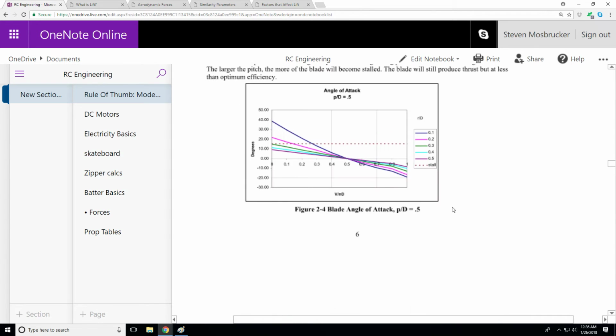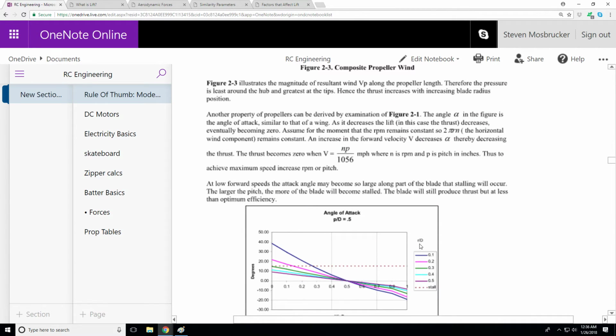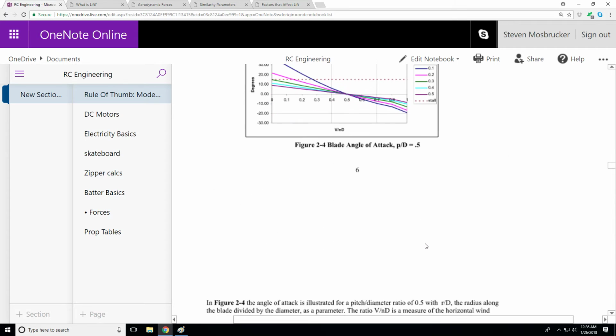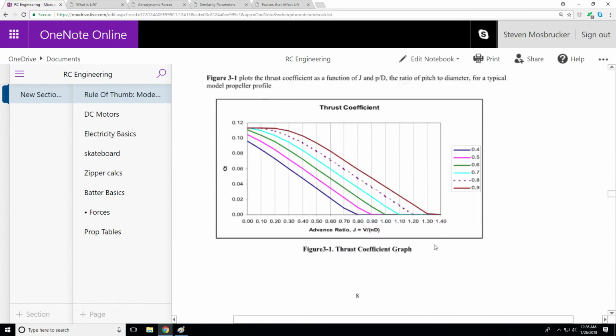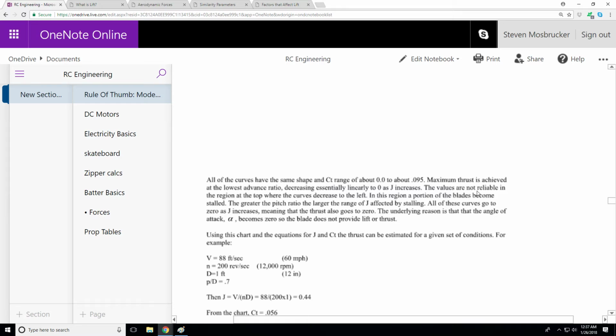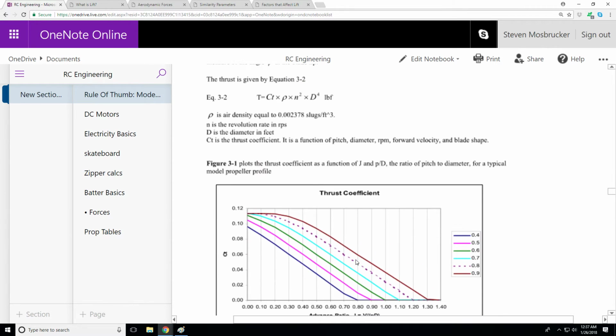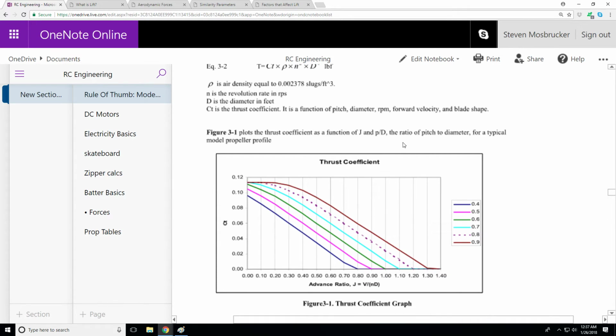Same thing here. I think it'll tell you down here. Anyways, yeah, right here: plots of the thrust coefficient as a function of J and P/D. So these lines are different P/D ratios, and J is the advance ratio. So P/D is your pitch divided by diameter, the ratio of the pitch to diameter for a typical model airplane propeller profile.